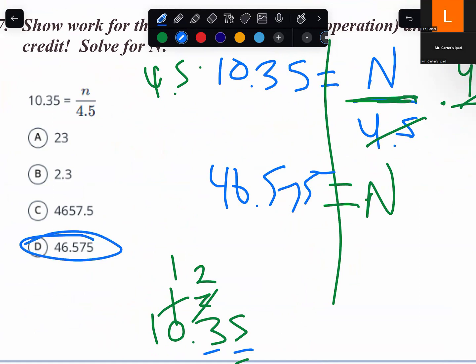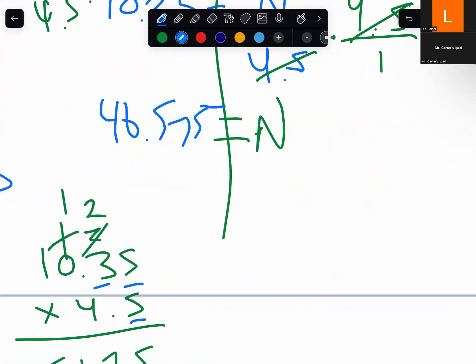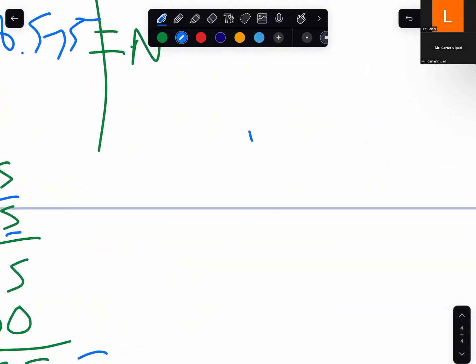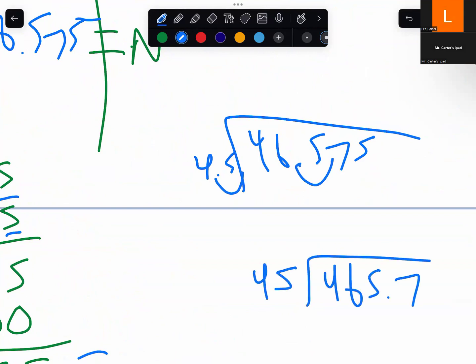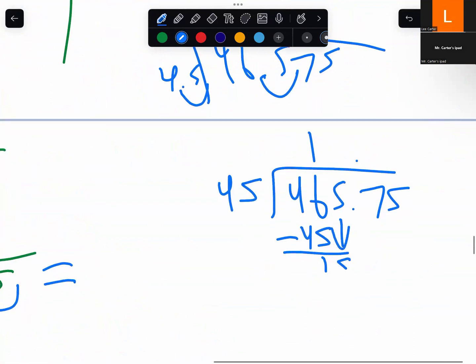Okay. And then we do see that answer right there. All right. And then I am going to check it. Okay. So 46.575 divided by 4.5. Move the decimal over 1 to the end on the outside and do the same on the inside. That's the decimal division rule. Okay, then bring the decimal straight up. 45 goes into 46 one time. That's not that bad. Okay, bring down the 5.